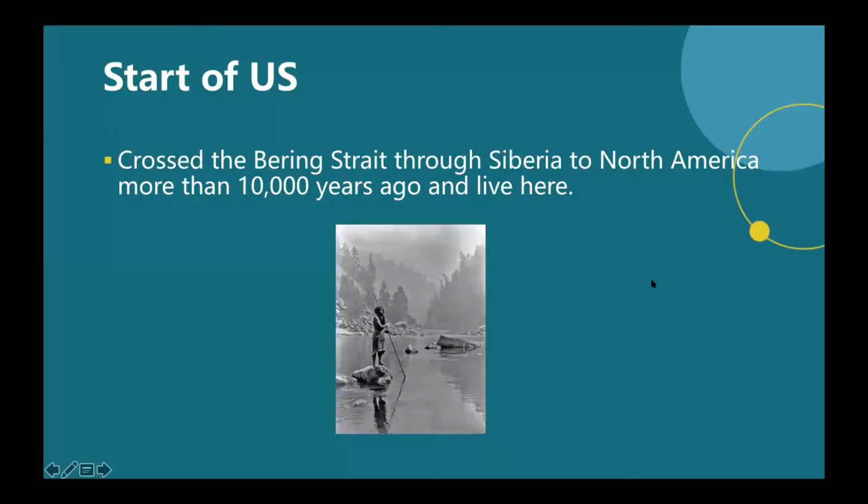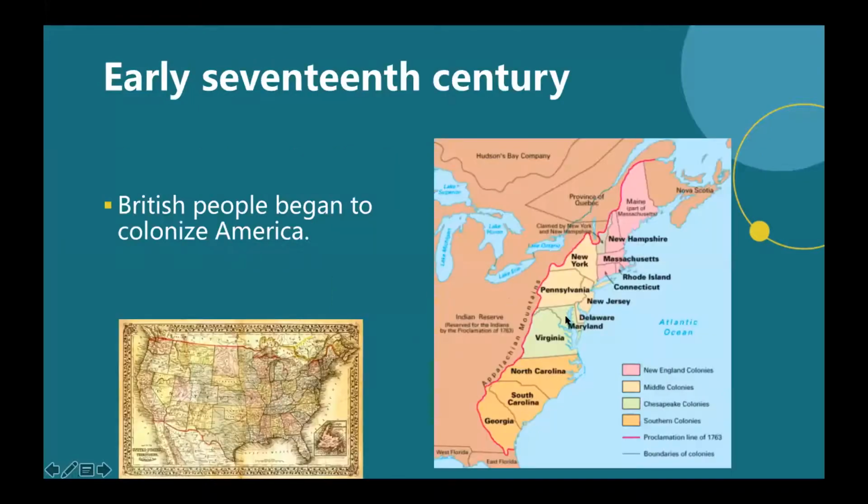First of all, let's talk about the start of the U.S. The start of the U.S. is maybe 10,000 years ago, and there are people coming from maybe all over the world to live here. So as you can see, these are the people who lived in North America 10,000 years ago. So that is the start of the US.